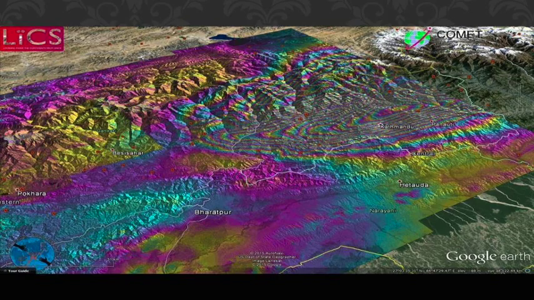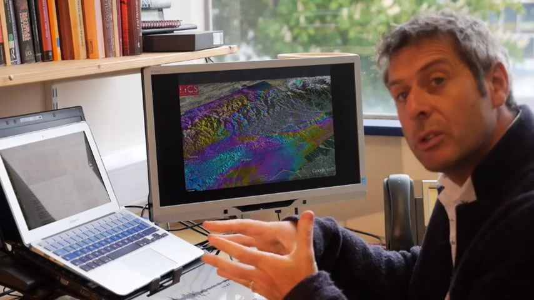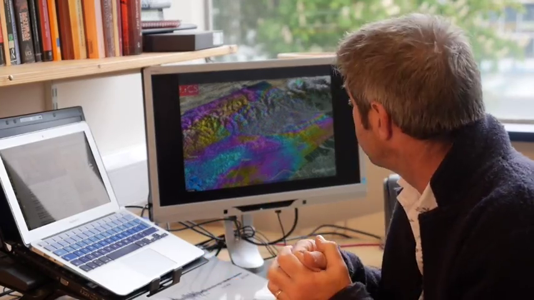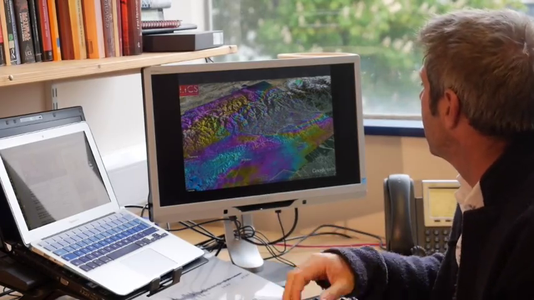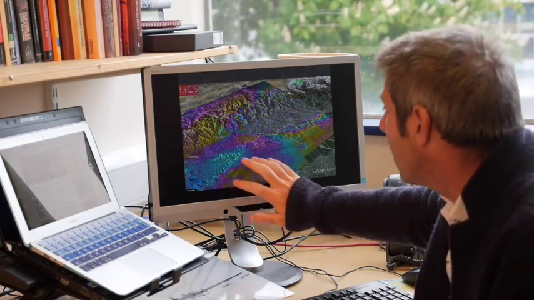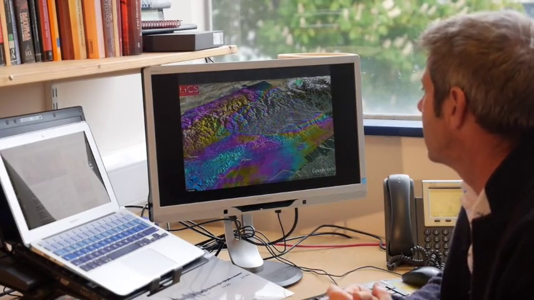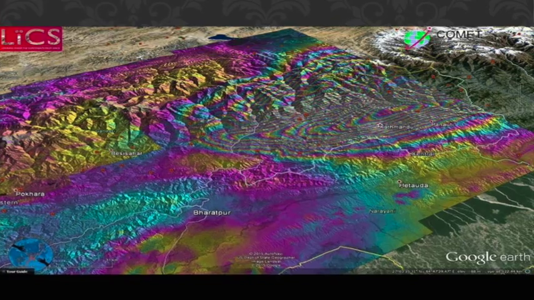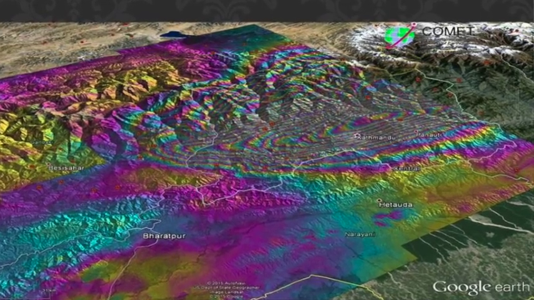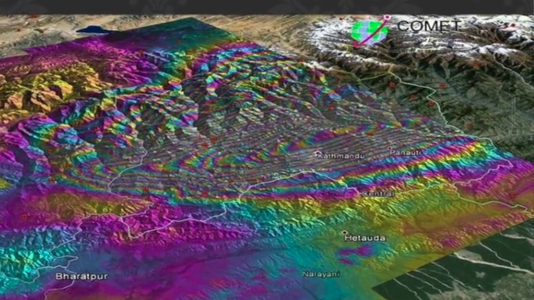This is those fringes, that interferogram draped onto a Google image. And you can see India here with not too much happening. There's been deaths reported from northern India, but not too much in terms of elevation change. And not too much in Tibet, but all of it getting really concentrated in this area of the Kathmandu Valley.